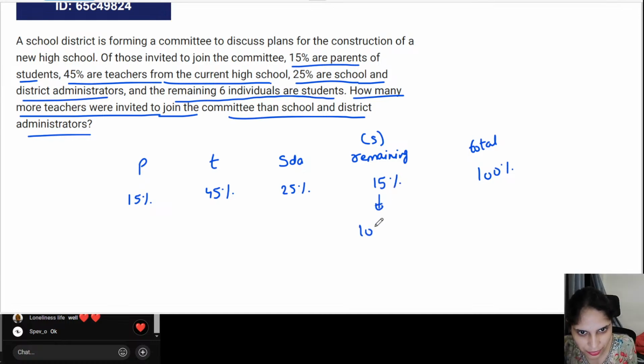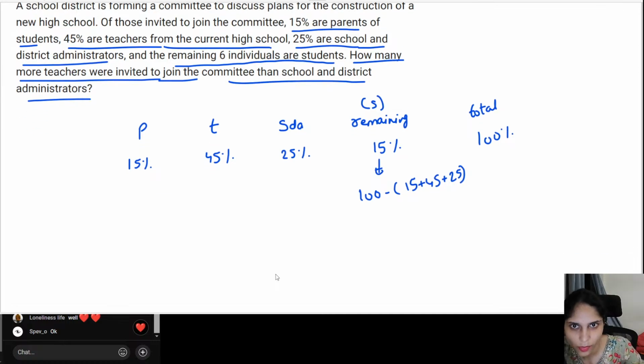How are we getting this? 100 minus 15 plus 45 plus 25. Got it. If you want to do mental math, you can also do that. 40 plus 20 is 60, 60 plus 10 is 70, 70 plus 10 is 80, 80 plus 5 is 85. So remaining has to be 15%. Now, those 15% is your 6.